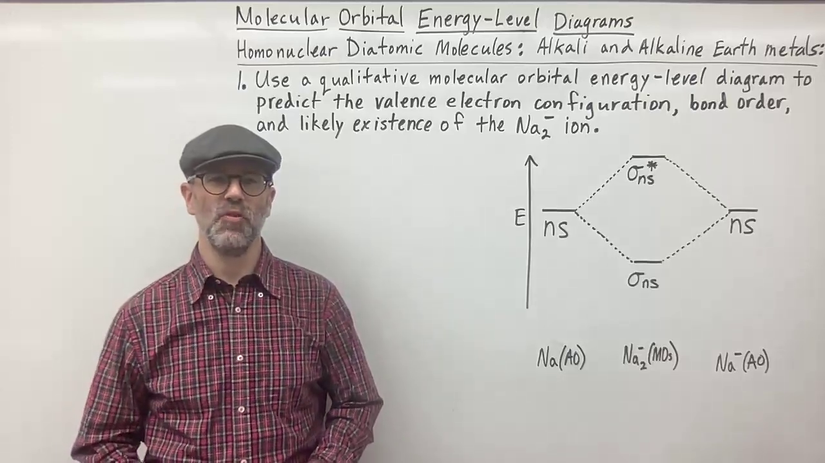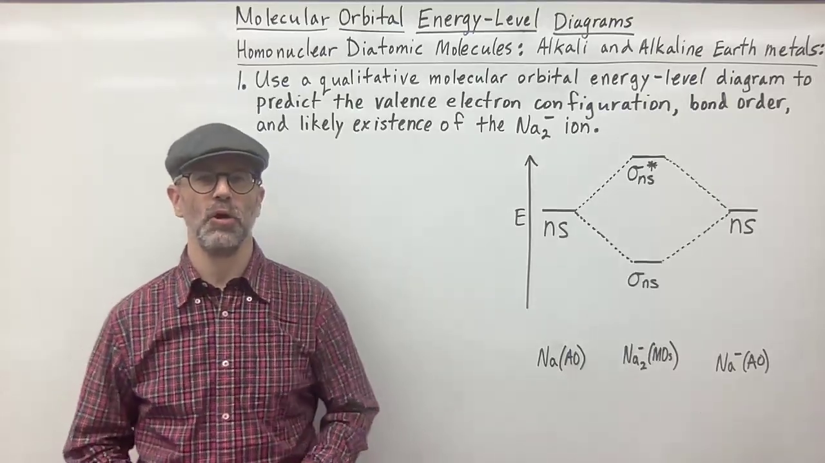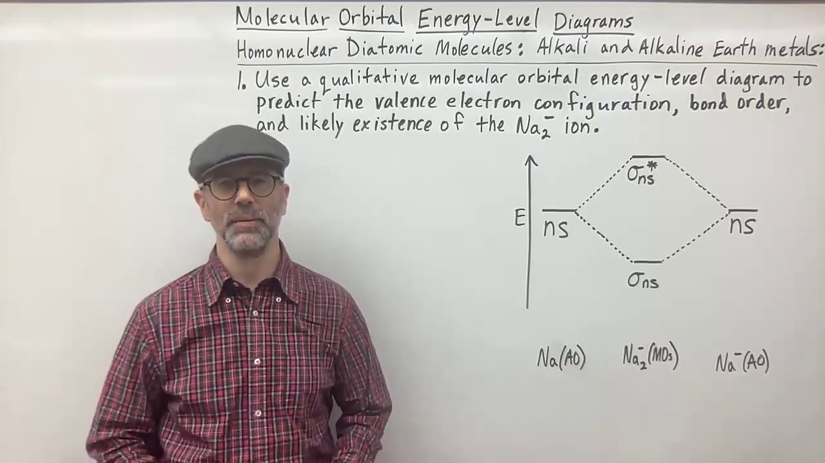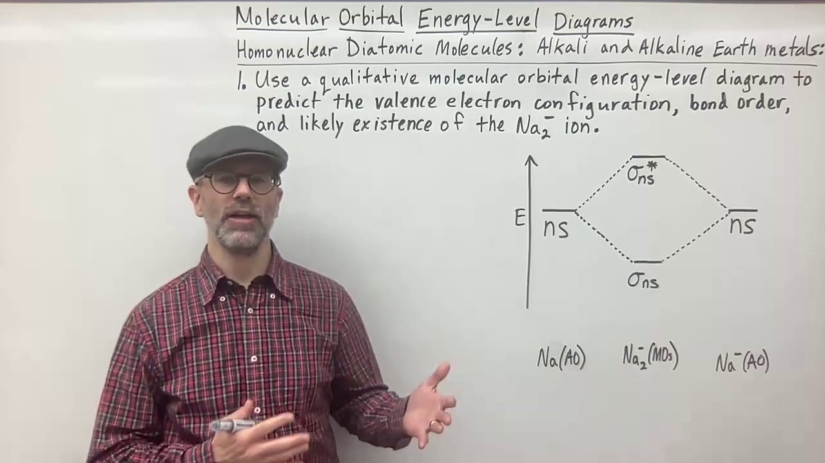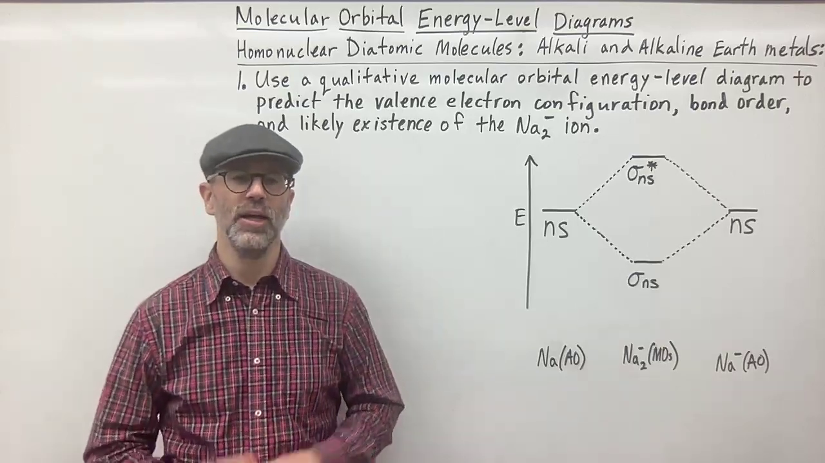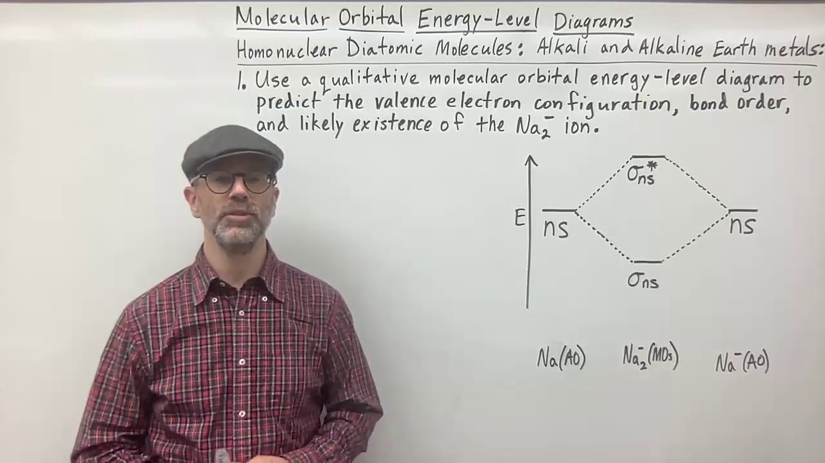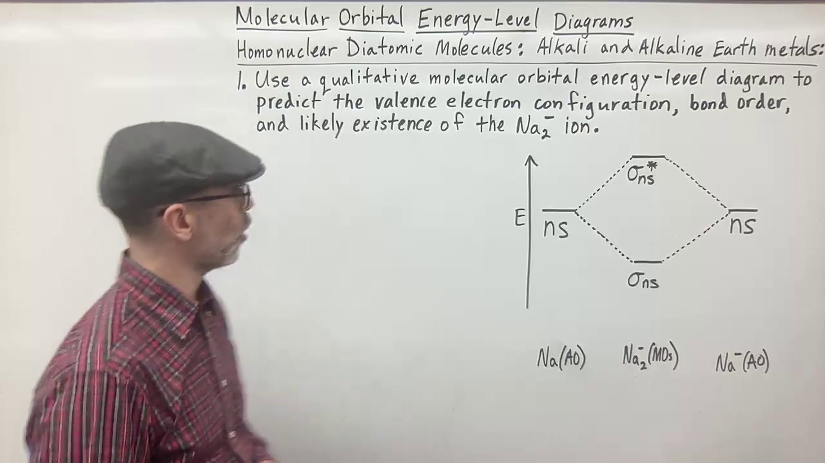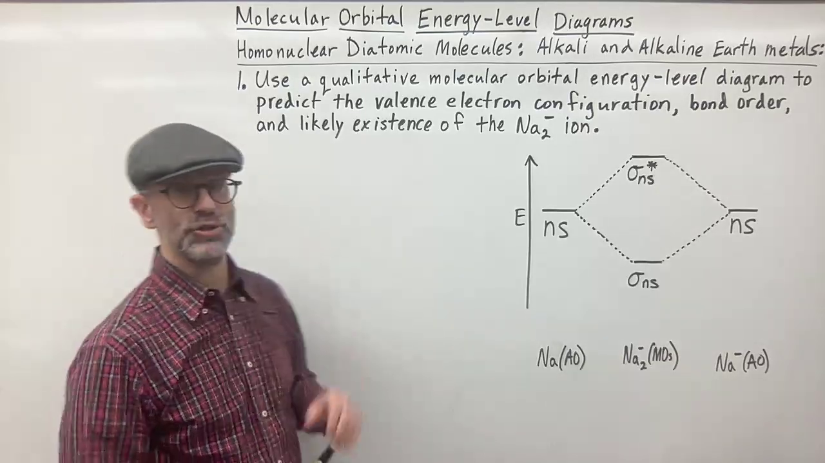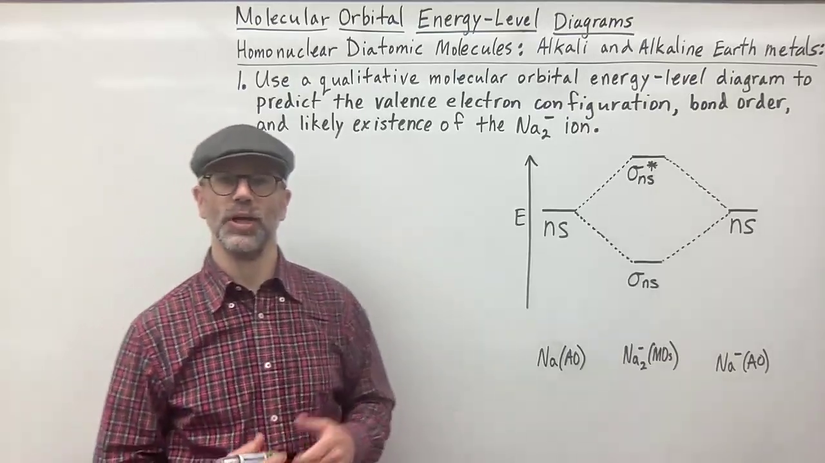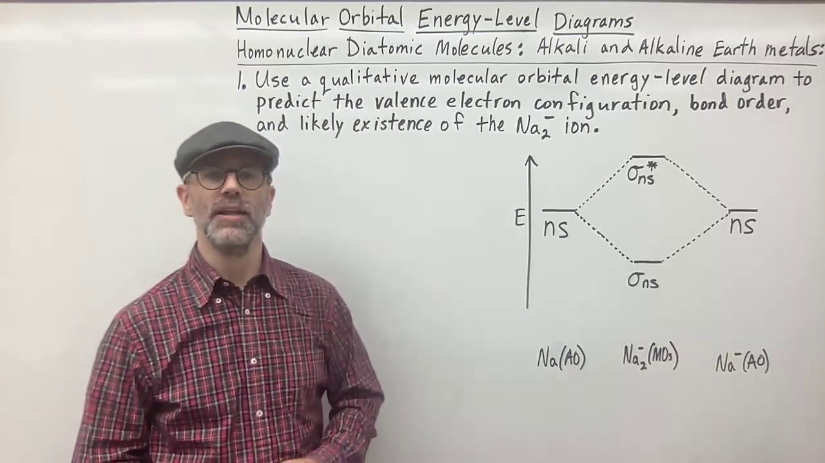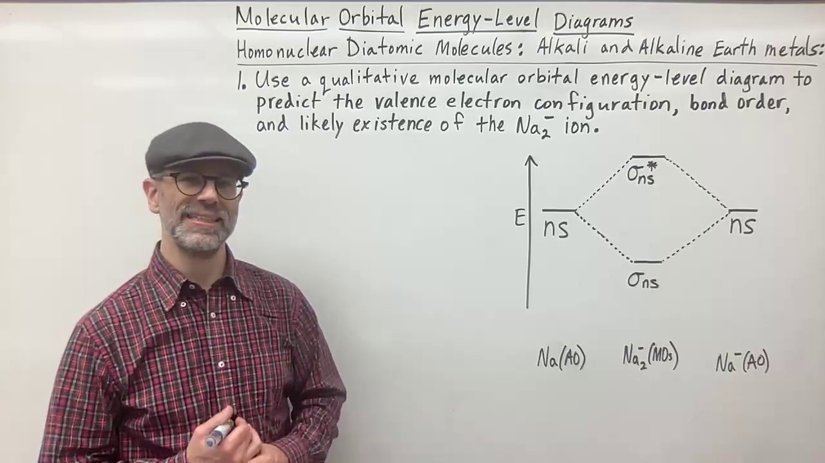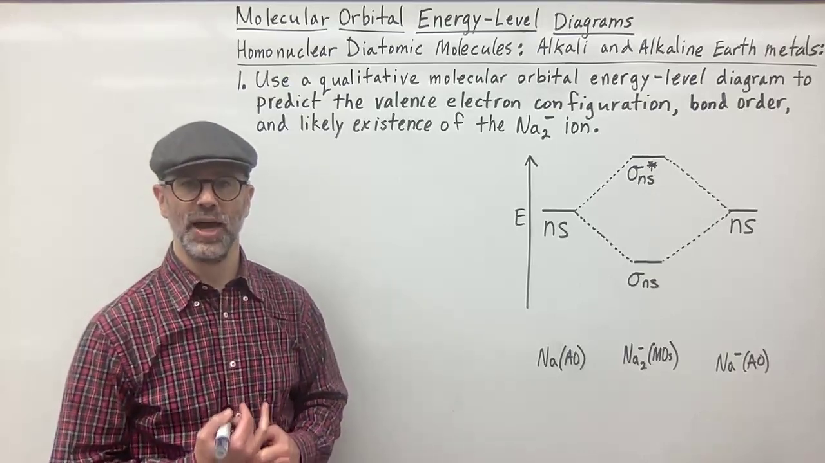My name is Mr. Cobalt, and in this video I'm going to be going over molecular orbital energy level diagrams for homonuclear diatomic molecules in the alkali and alkaline earth metals. I'm going to go over a couple of example problems, so let's get into this. Okay, so for the first problem, it says use a qualitative molecular orbital energy level diagram to predict the valence electron configuration, bond order, and likely existence of Na2 minus ion.